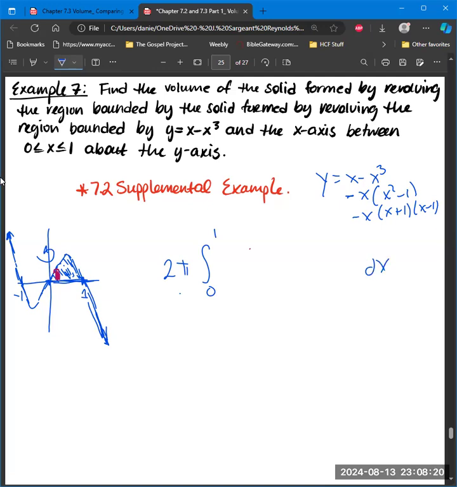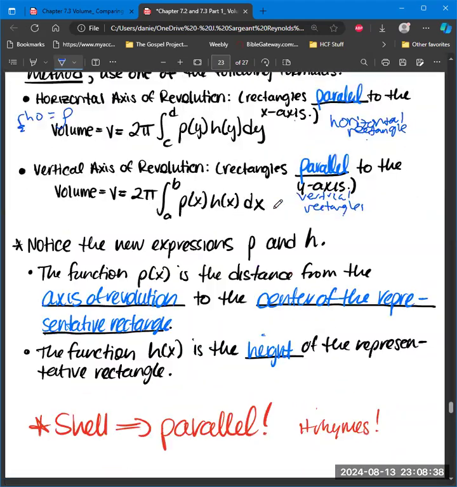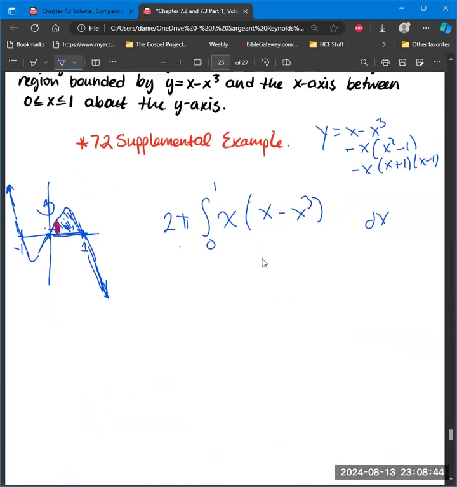Then we have a p of x, which is our distance to our rectangle there, going to be our x value times our function x minus x cubed. Notice there's no squared or anything like that in the shell method. We're just multiplying by this x, which is the distance to the axis of rotation, times the height here, and we're going parallel to the axis of rotation for our rectangle from 0 to 1, with the multiplier of 2 pi on the outside.